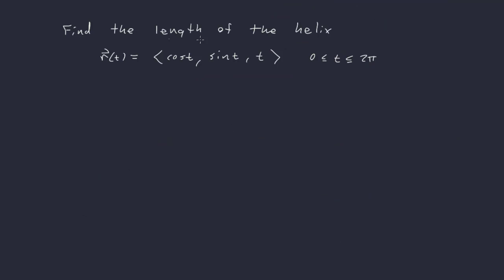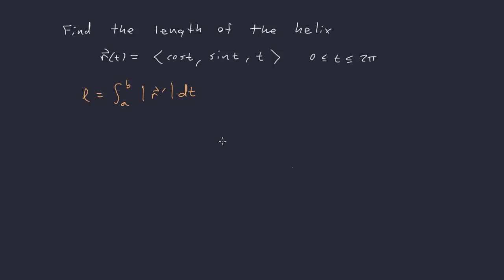All right, so let's find the length of the helix cosine t, sine t, t, for t ranging from 0 to 2 pi. Again, this whole section is all about, okay, what formula do we need to use? Just use the formula. So I'm going to write the formula down here. The length is the definite integral from a to b of the magnitude of r prime dt.